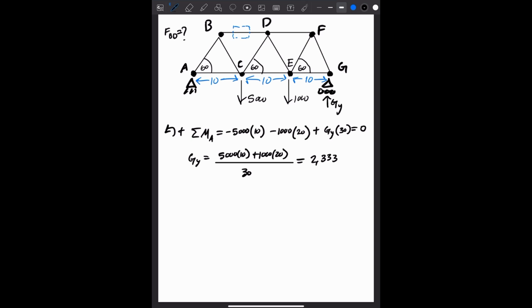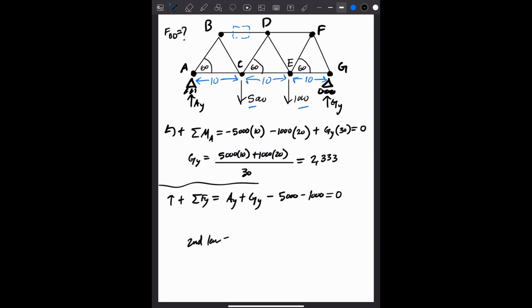Okay, now we want to solve for AY. Again, using Newton's laws, we say that the sum of forces in the y direction, we're going to say up is positive. We can say that there's AY plus GY. Let me label AY for y'all. Right here is AY. So AY plus GY, and the forces acting down are 5,000 and 1,000, so minus 5,000 minus 1,000. Again, is there any acceleration in this problem? No, so we can set all of these equal to 0. And what I mean by that is Newton's second law.